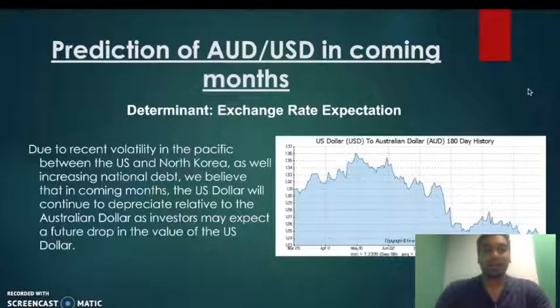Hello, my name's Oshada and I'll be talking about the exchange rate expectation. Due to the recent volatility in the Pacific as well as the increasing national debt, we predict that in the upcoming months, the US dollar will continue to depreciate relative to the AUD, as a future drop in the US dollar is expected.